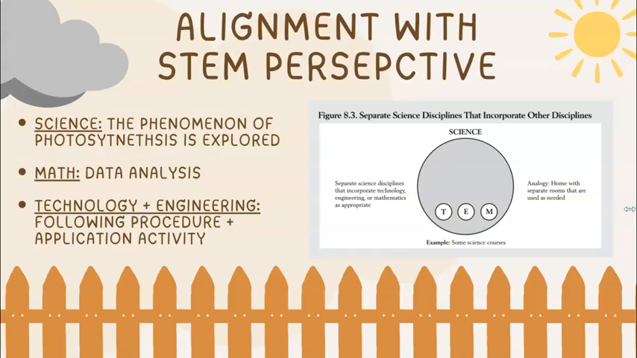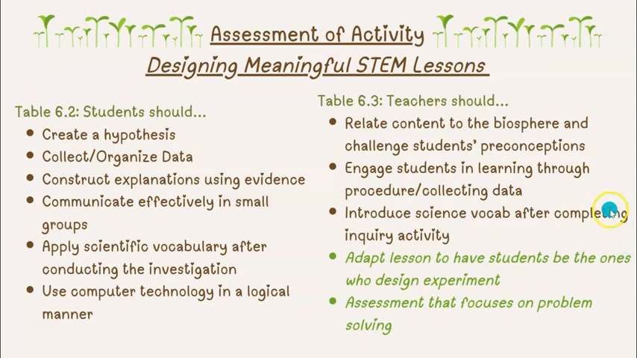So my alignment with STEM perspective, I believe that this is an entirely science-based lesson while incorporating technology, engineering, and mathematics. The science behind it is just the phenomenon of photosynthesis. Math is the data analysis section where they have to collect evidence and data and then plot it in a line graph. And then the technology and engineering is just understanding how to follow a procedure and designing your different trials in the way that they do. And then the application activity that I discussed, which is also in the handout.